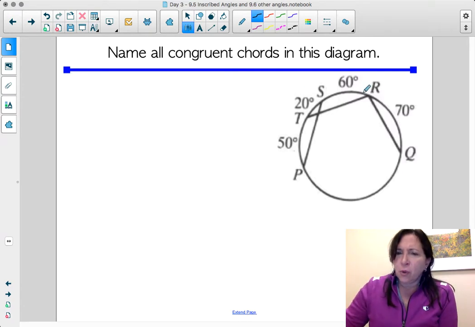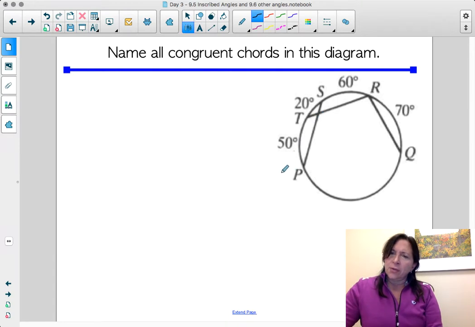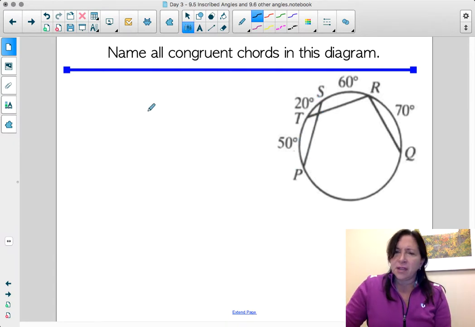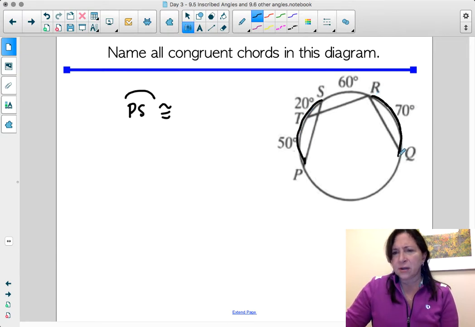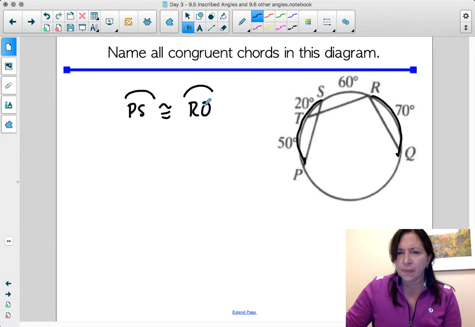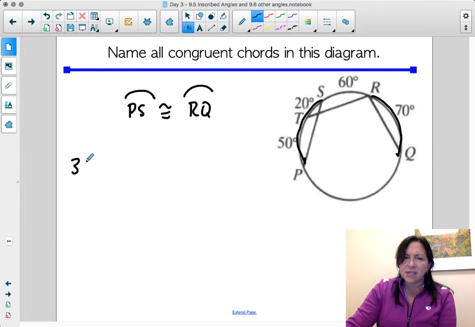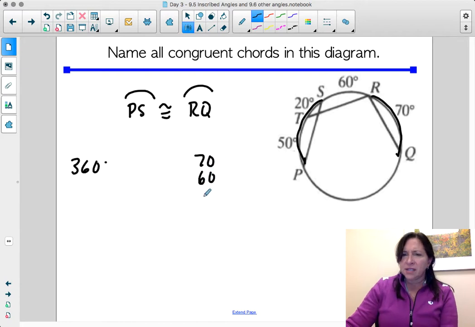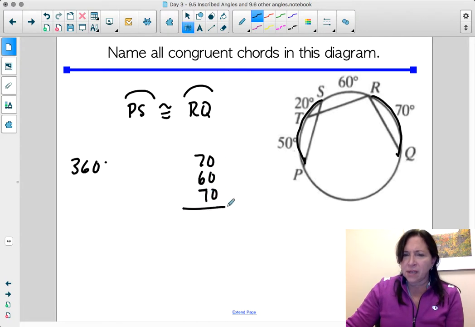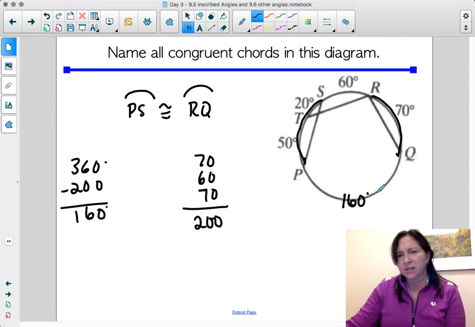So naming all the congruent chords in this, what do we know? We know that 50 plus 20 is 70. So we can say that arc PS is congruent to, from here to here is 70, then from here to here is 70, so we can say that that's congruent to RQ. Now, all the way around the circle is 360, so let's just do some verification. We have 70, we have 60, we have 20 and 50, which is another 70. So 70 and 70 is 140. 140 plus 60 is 200 degrees. So if I subtract 200 from 360, I get 160 degrees. So this arc out here is 160.